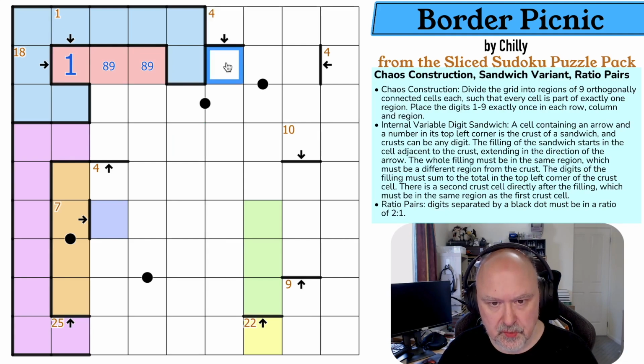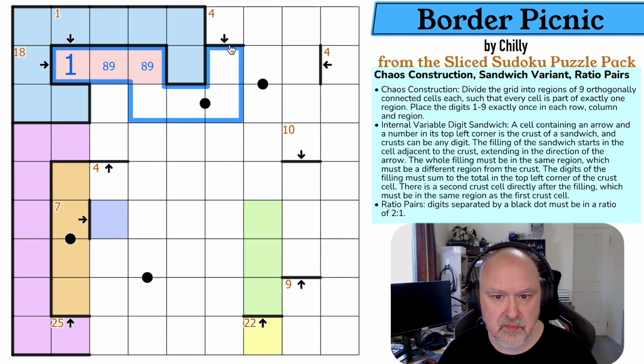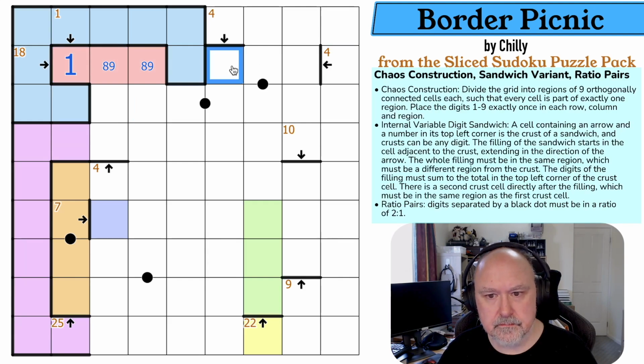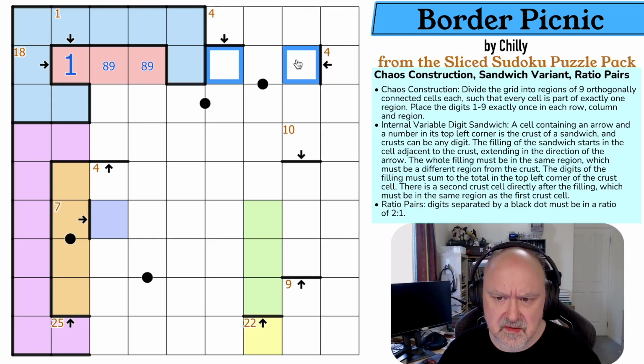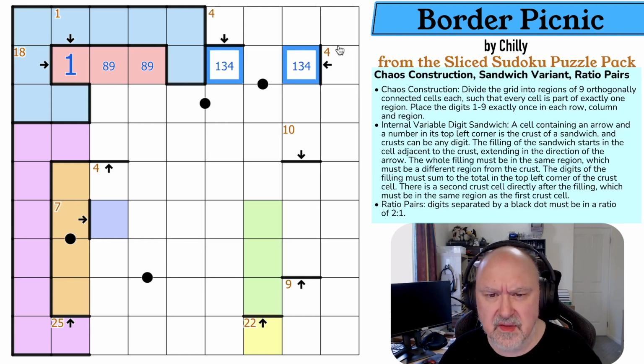This is not blue, but these are 2 different colors. But this could be red. Red could hook around like this. There's a 4 clue starting here and a 4 clue starting here. If this 4 clue was a single 4, this would have to be 1, 3. And if this 4 clue was a single 4, this would have to be 1, 3. So these 2 cells here have to be from 1, 3, 4, don't they?